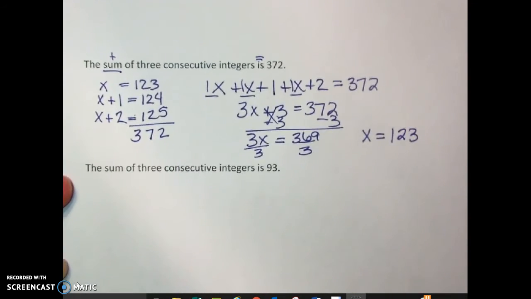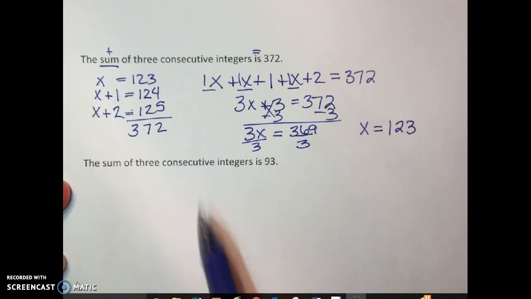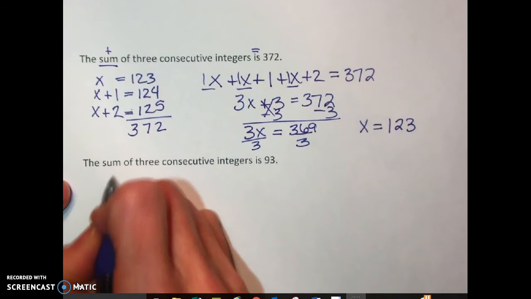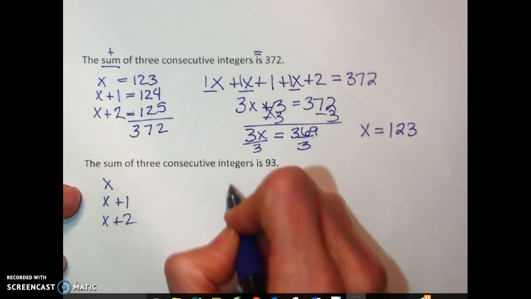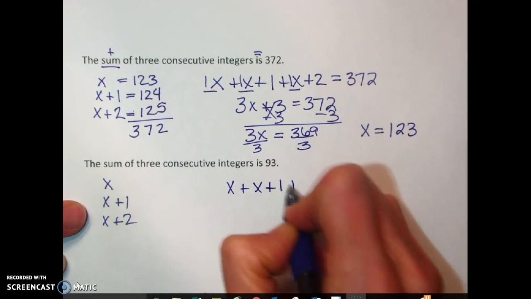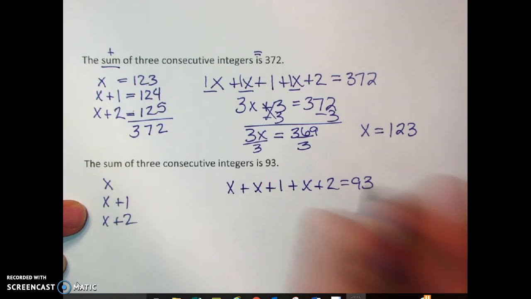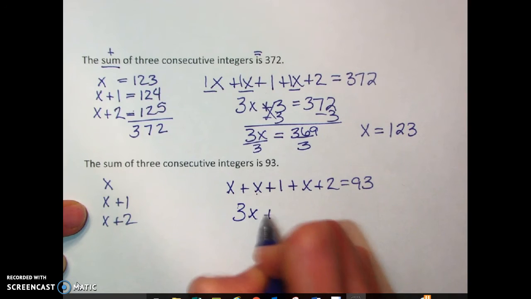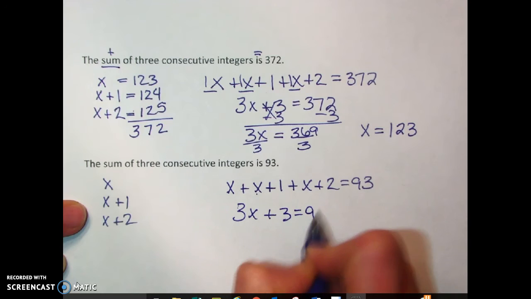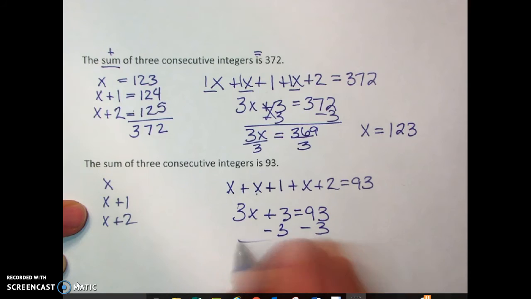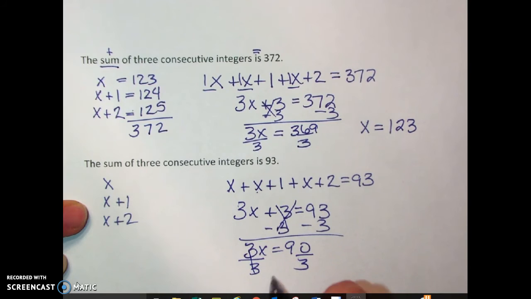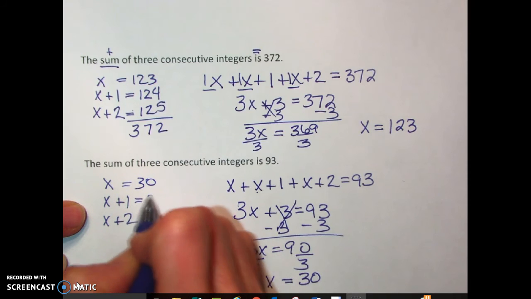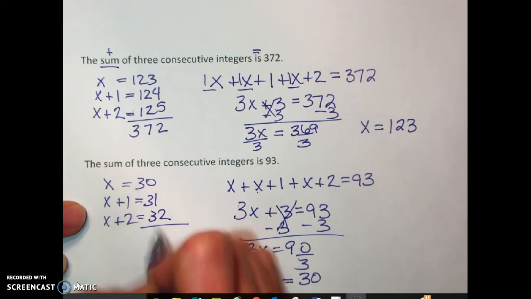One more of those, and we did even and odd in the pre-module, but both of these are just consecutive integers. Remember, you can also have more than 3. So the sum of 3 consecutive integers adds up to 93 this time. So 1, 2, 3x plus 1 and 2 adds up to 3 as well. Take away 3 on both sides for this one. Divide by 3 on both sides for this one. And we get x equals 30. So 30, 31, 32. And if I add those up, I get 93.